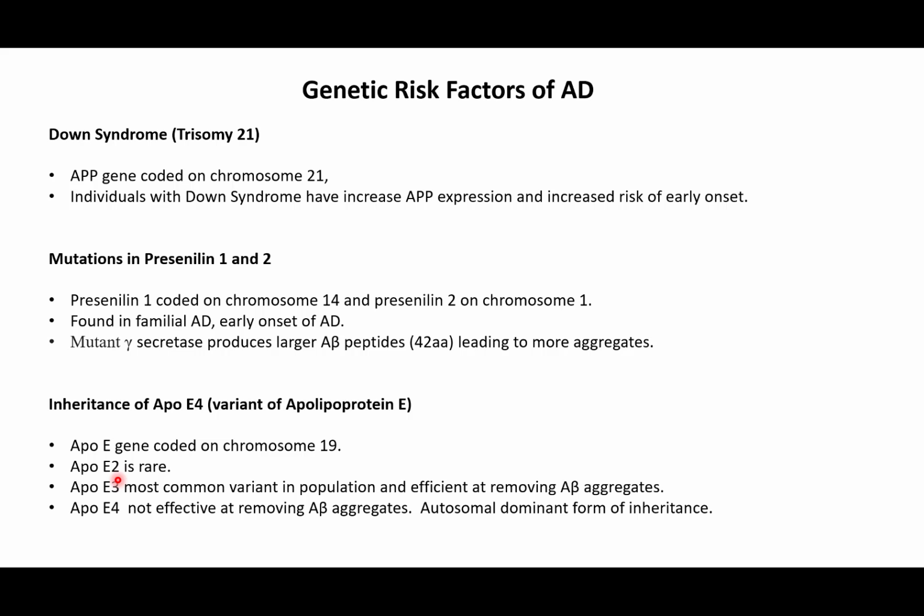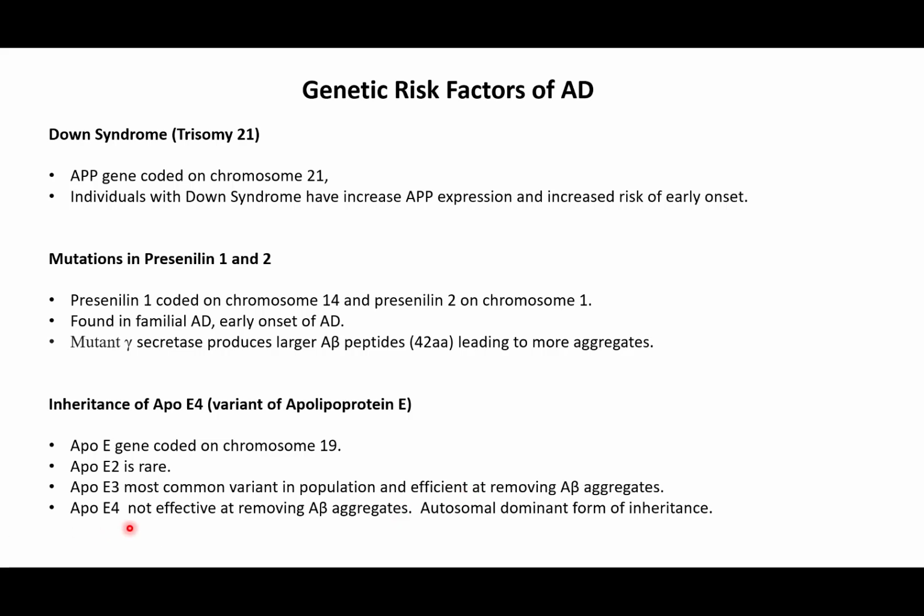The ApoE2 version is rare. Rare meaning like 5% of the population have E2. And when I say population, I mean in the world, not a specific ethnic group. ApoE3 is the most common variant in the population, and it is efficient at removing amyloid beta aggregates. So most of us in this room have ApoE3, literally working in your body right now to get rid of any aggregate that is being formed in your brain right now, and it is efficient at it.